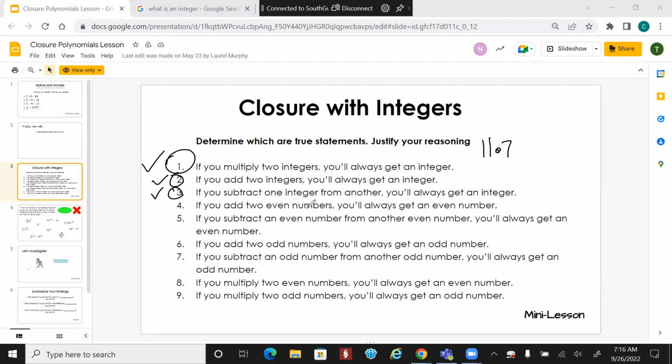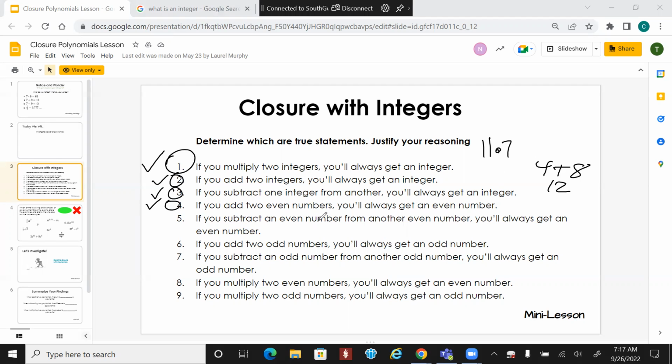If you add 2 even numbers, you'll always get an even number. Is that a true statement? If you add 2 even numbers, you'll always get an even number. Okay, people who are telling me no, give me an example. 4 plus 8, what does that give me? 12, is that even? Yeah. Is there another example you can think of? 8 plus 8? Okay. That one works, right?